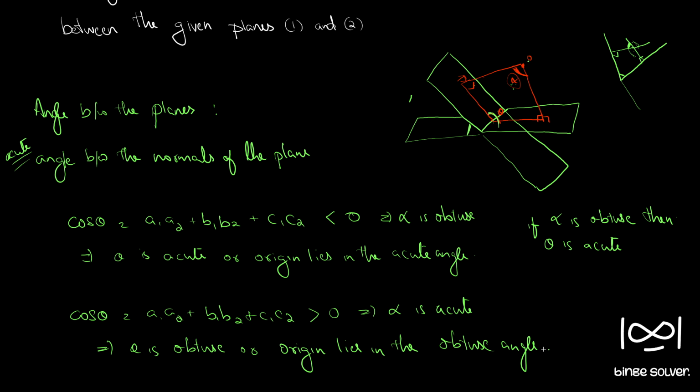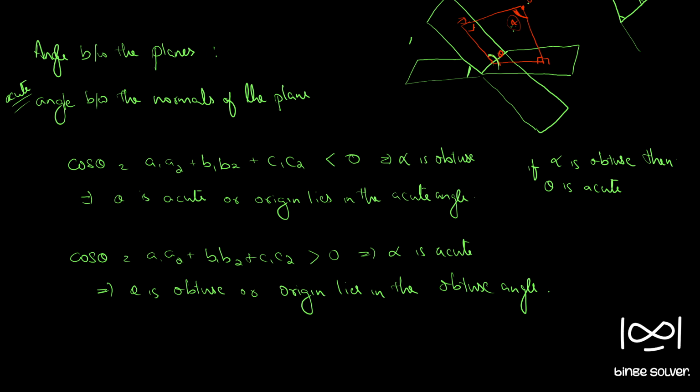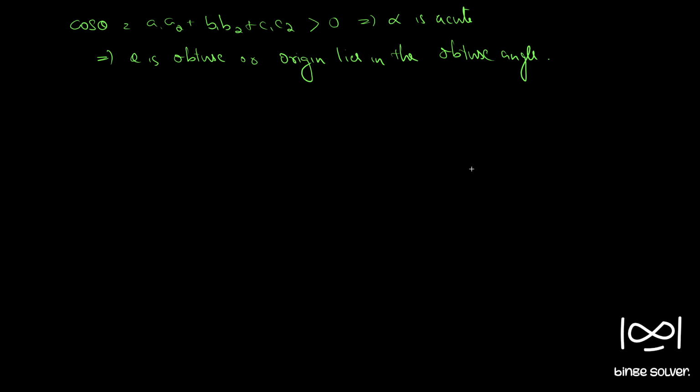So looking at whether a1a2 plus b1b2 plus c1c2 is less than 0, we can find whether the origin lies in the acute angle or obtuse angle. Here also, remember that d1 and d2 have to be of the same sign. So how does this work? If you check, this is the origin and suppose this is the foot of perpendicular to that plane.